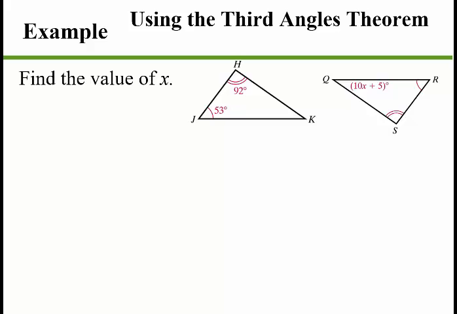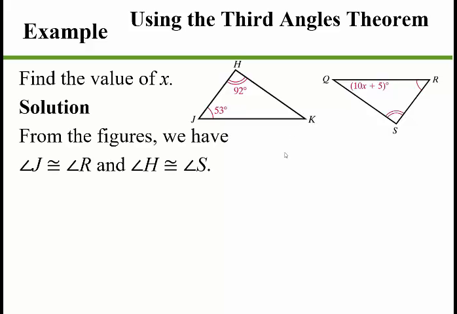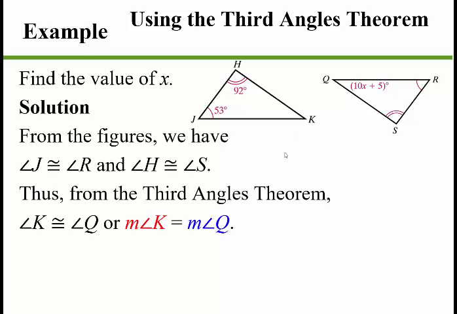All right, so let's do an example here. So the first thing I want to do is find the value of x. Now you have to be careful just looking at this. Angle J is congruent to angle R. Angle H is congruent to angle S. So I'm trying to find this angle right here. To do that, angle Q must be congruent to angle K. So I have to find angle K first, right?